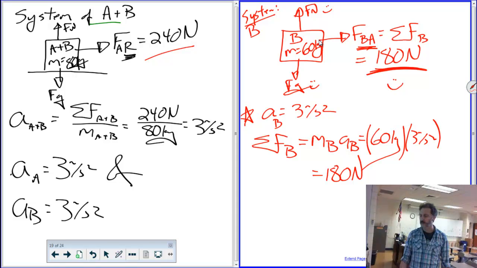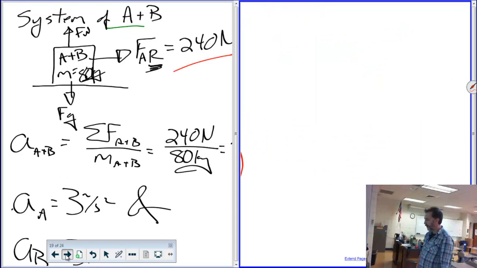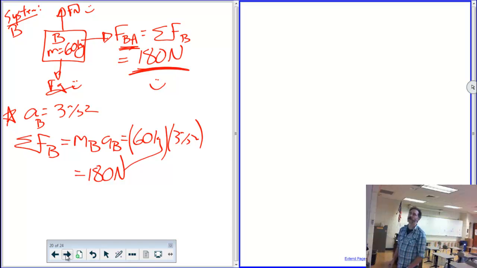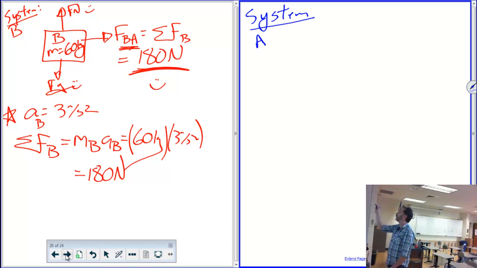Now, the cool thing about these problems is there's a built-in check. What we haven't done yet is make a free body diagram for object A. So let's make a free body diagram for the system that includes just object A. If we do that, here's our drawing.